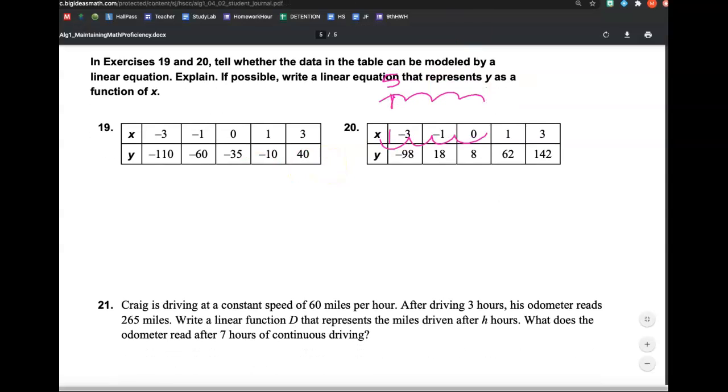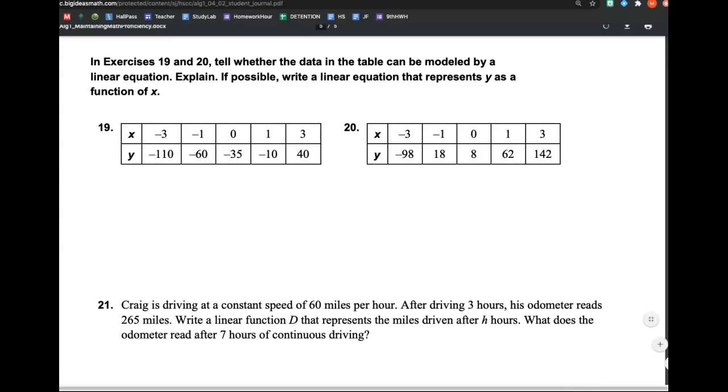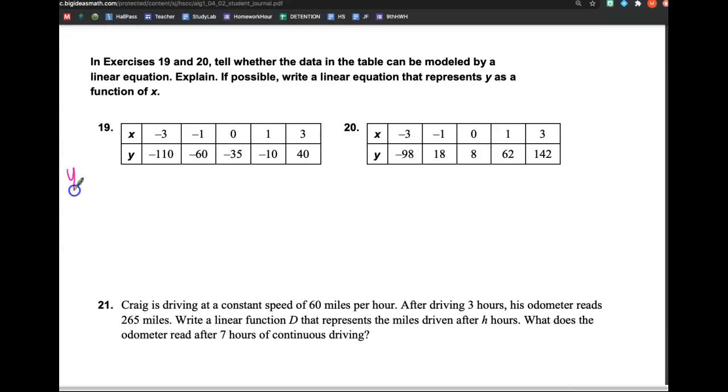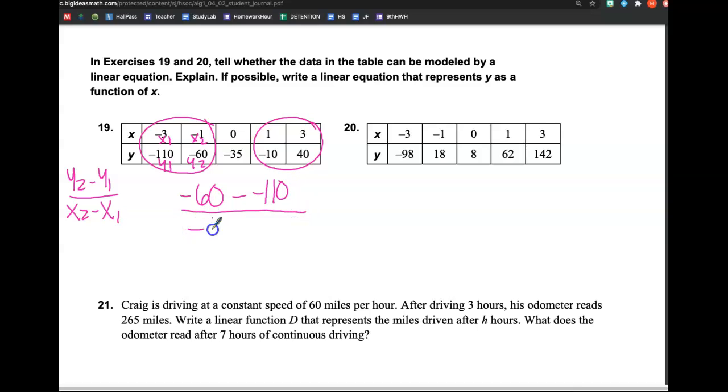So when you look at the problems in your journal, at first you would say number 19 and 20 both are not linear. However, when you use y2 minus y1 over x2 minus x1, you can find that the slope between these points is the same as between these points. So what I mean by that is, if this is y2 and this is y1, this is x2 and this is x1, y2 is negative 60 minus negative 110 over negative 1 minus negative 3.